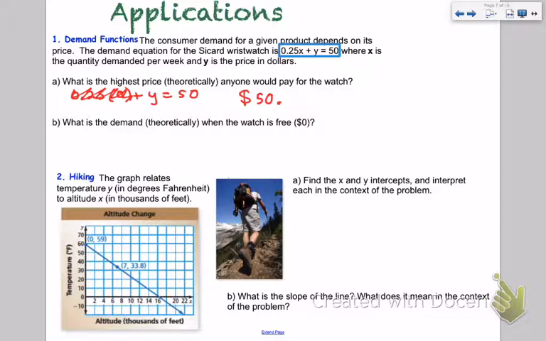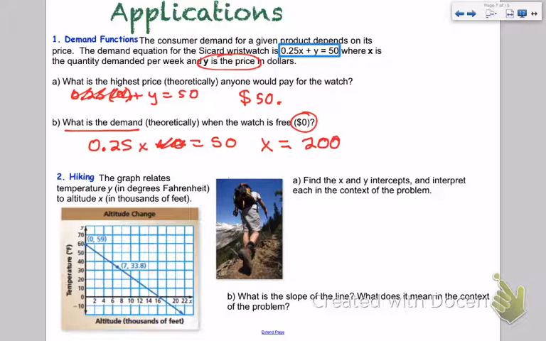Now if we look at B, what is the demand? It's asking for the demand when the watch is $0. Because y is the price, we're going to plug in 0 for y. So we get 0.25x plus 0 equals 50. We can cross that out because 0 doesn't matter, and divide both sides by 0.25. We get x is equal to 200. What does that mean though? It's the demand per week, so 200 demanded a week. Well, if it's a free watch, I think it makes sense that 200 are going to be demanded.